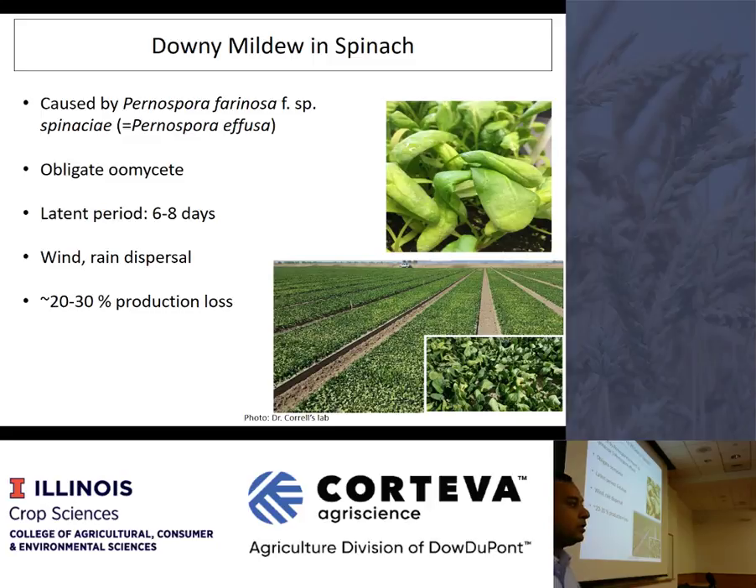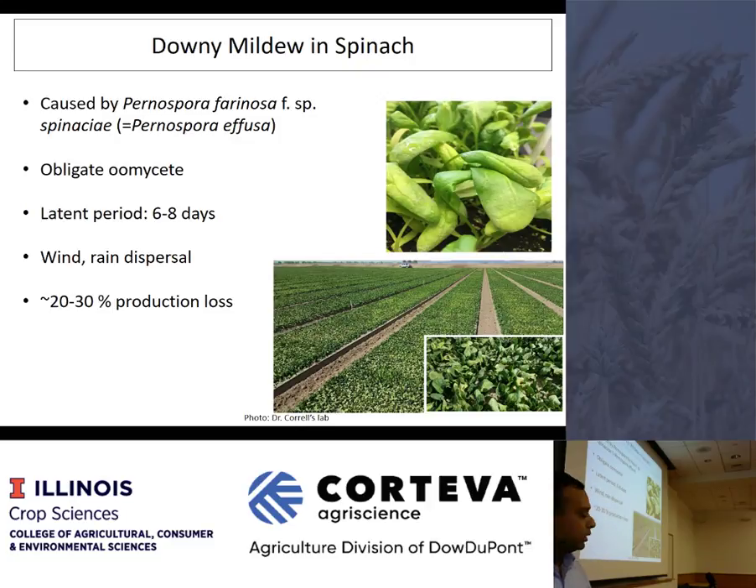But there is a challenge of pathogen, downy mildew, which is very important in spinach because it causes around 20 to 30% of production loss. Downy mildew is caused by an oomycete. It's an obligate pathogen, Peronospora farinosa, often known as Peronospora effusa. The latent period is 6 to 8 days. So in greenhouse inoculation experiment, we will get the result after a week, and they are dispersed and disseminated by wind and rain.